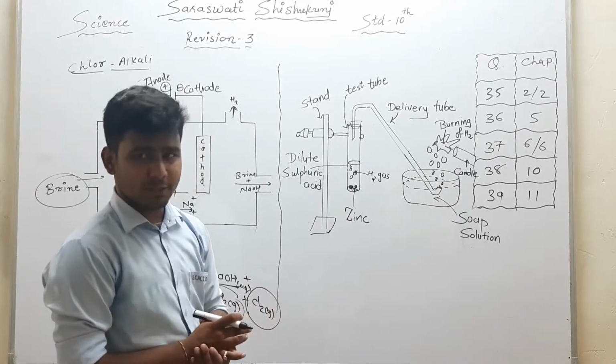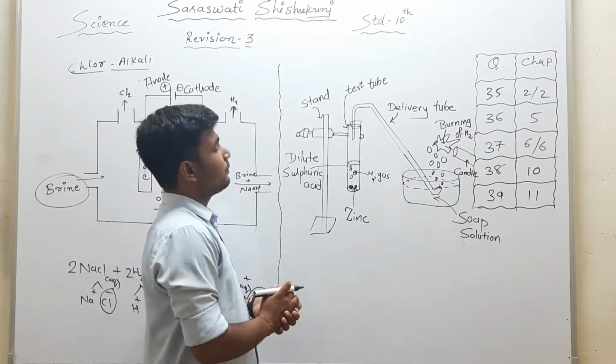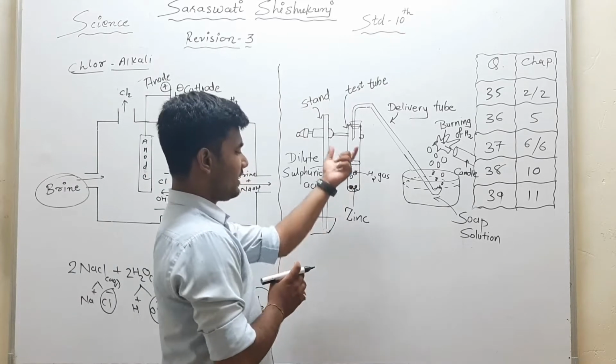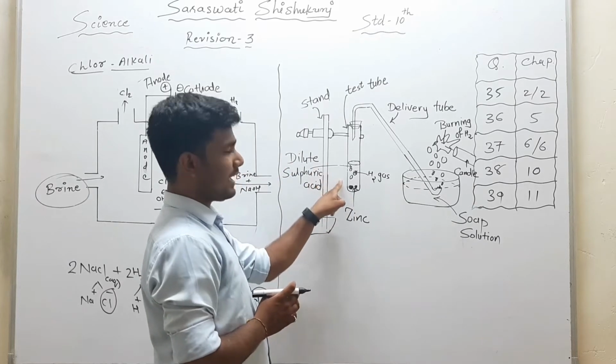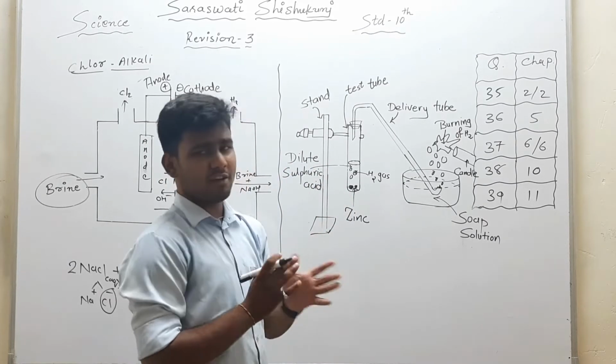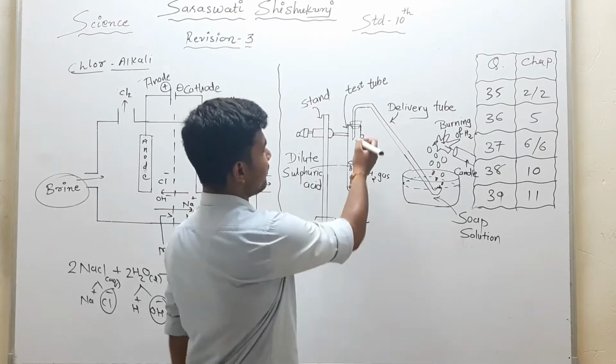We have already done this experiment, okay? So what will be there? Simple. We will take one test tube with zinc granules in it, and we add dilute sulfuric acid or dilute hydrochloric acid, any acid you can use. So there will be evolution of gas.